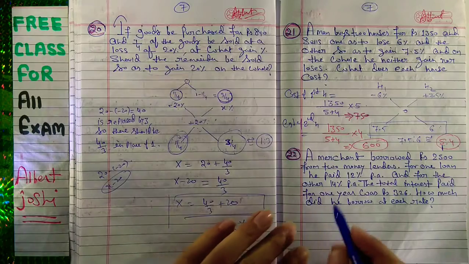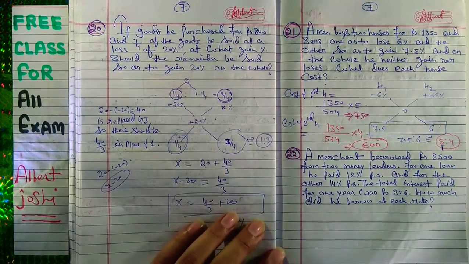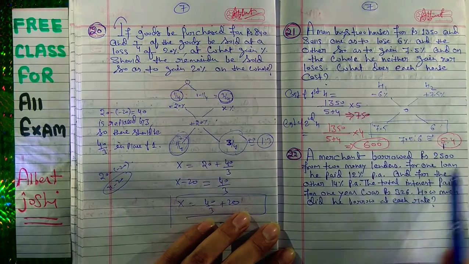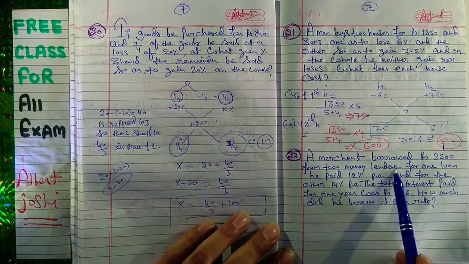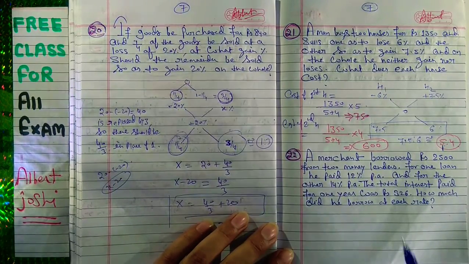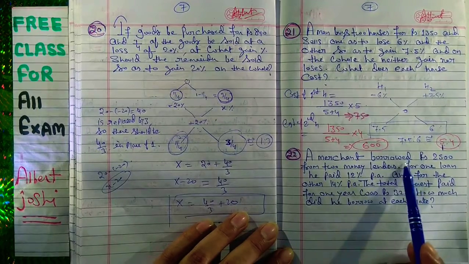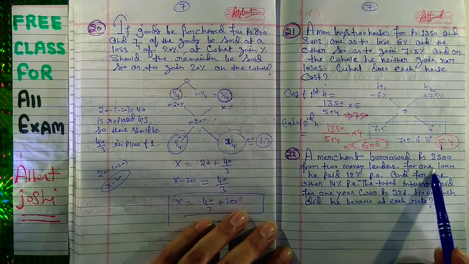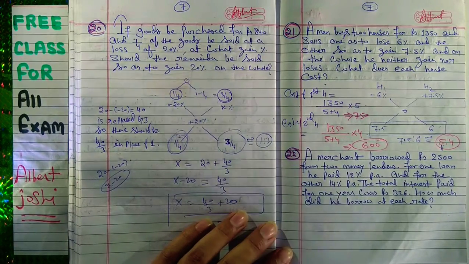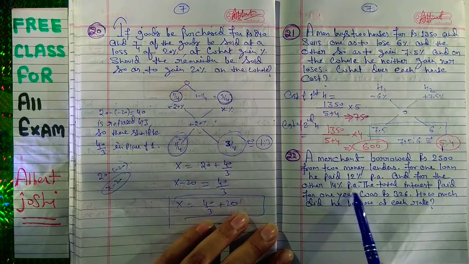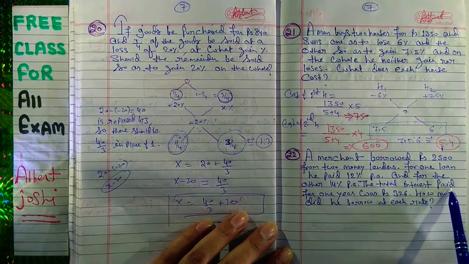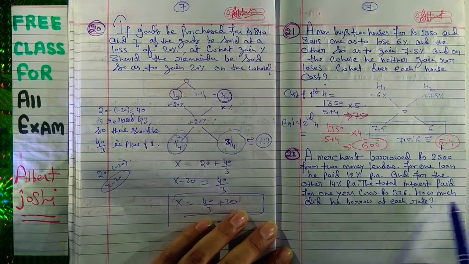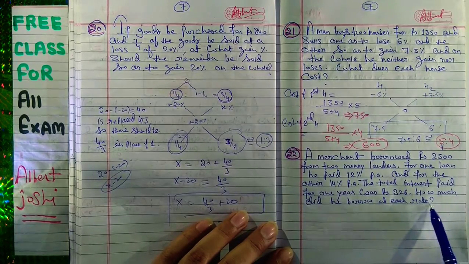Now the question number 3. In question number 3, a merchant borrowed rupees 2500 from 2 money lenders. For one loan he paid 12% per annum and for the other 14% per annum. The total interest paid for 1 year was rupees 326. How much did he borrow at each rate?